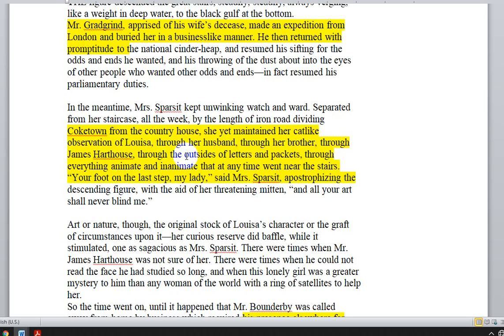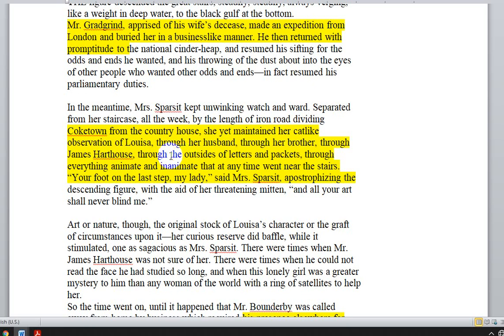So the chapter now focuses on these particular points. We have only three characters now, which are the focus of the chapter: Mrs. Sparsit, Louisa, and James, in order for the writer to develop the relationship and reach the outcome that he has been planning to reach since the beginning of book 2, since the advent of James Harthouse.